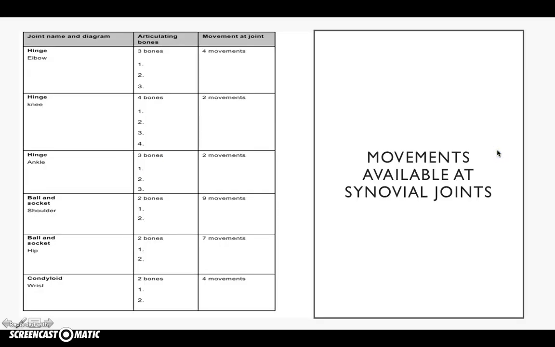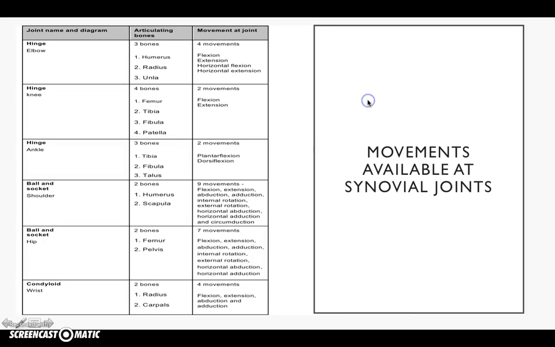Now, you've got a piece of paper in front of you. If you can try and fill it out by the information provided to you in this table. So hinge, specifically the elbow. What are the three bones that articulate to make the elbow joint, which is the hinge joint, and what are the movements that are available at that joint? So for knee, ankle, shoulder, hip, and wrist. If you can just pause this and give that a go for me. Here are your answers. I'm not going to go through every single one of them, but they're the answers you should have.